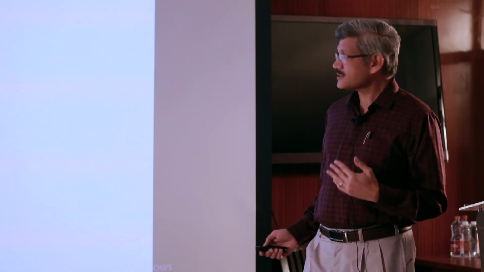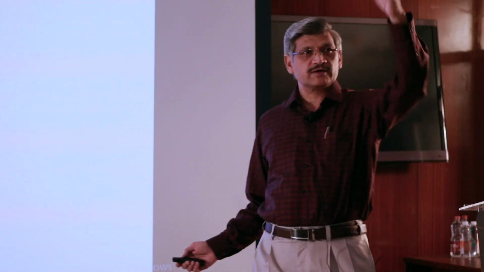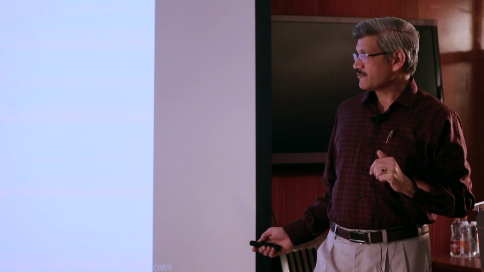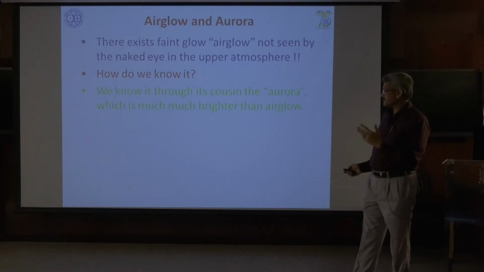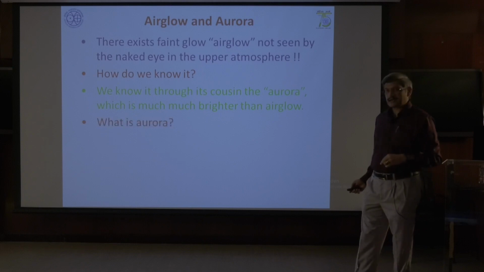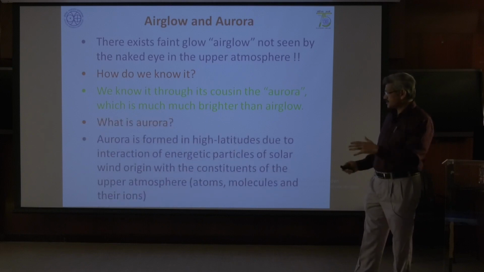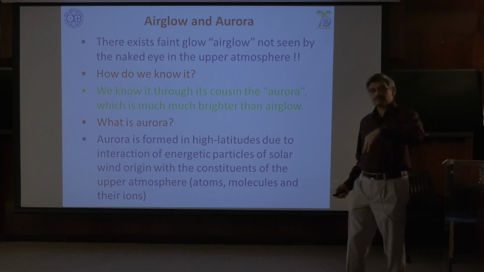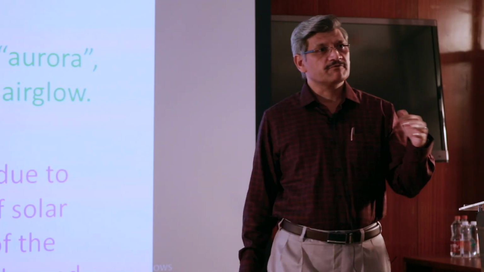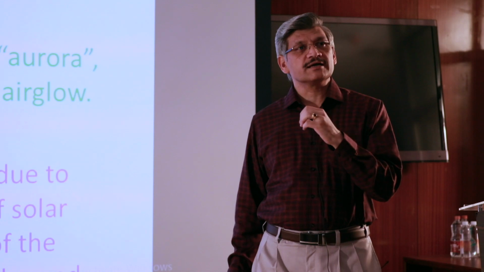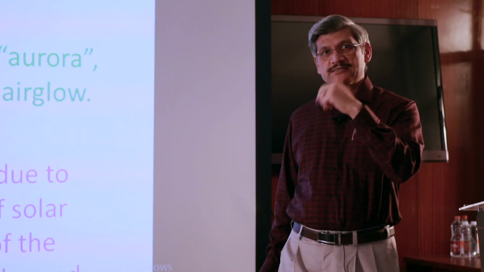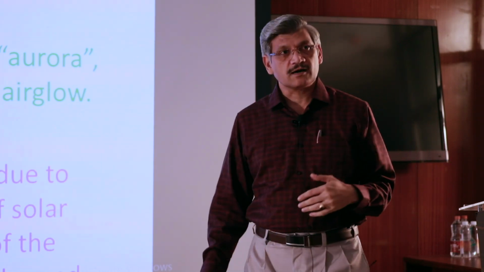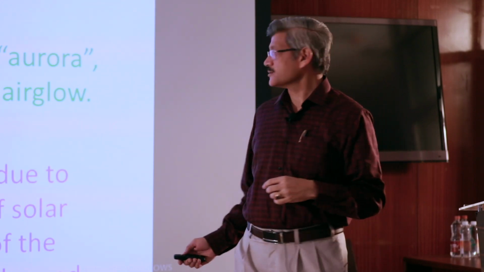Airglow is a faint light that we can't see. That's why we can see the stars but not the airglow. But we know that it exists because of its counterpart, the aurora, which is very bright and occurs in high latitudes to mid latitudes. It is formed by the interaction of solar wind origin magnetic particles with the ionospheric or upper atmospheric atoms and molecules.